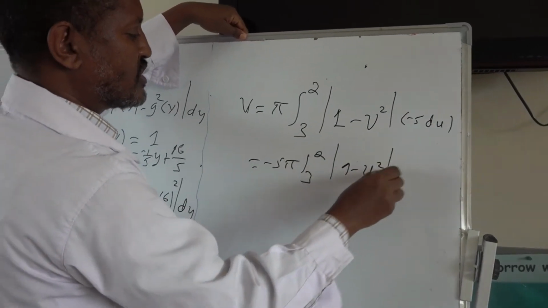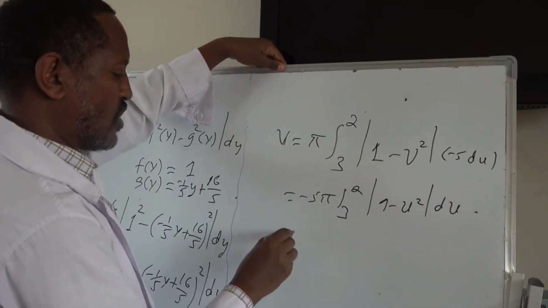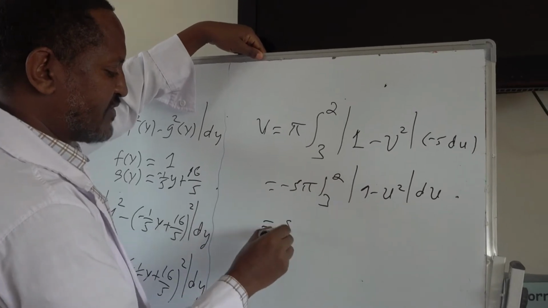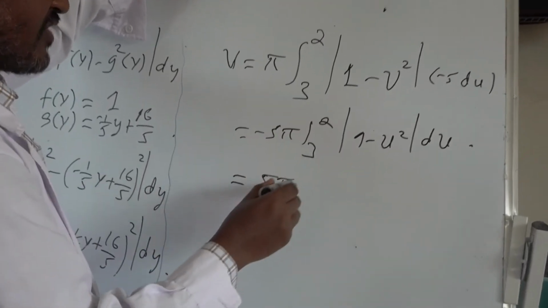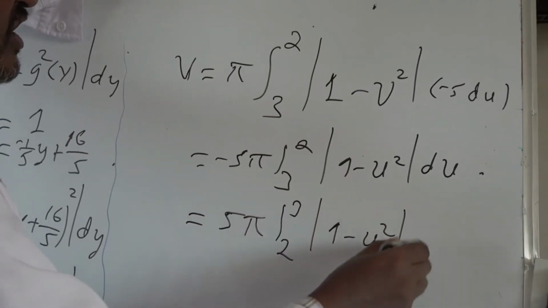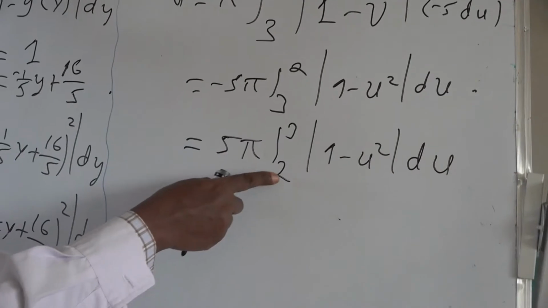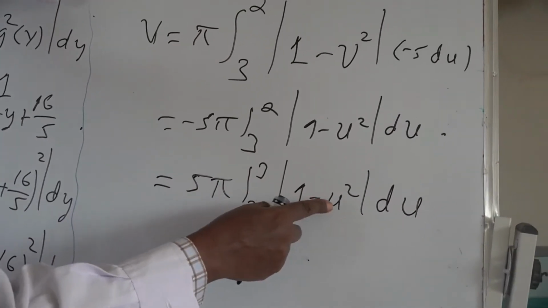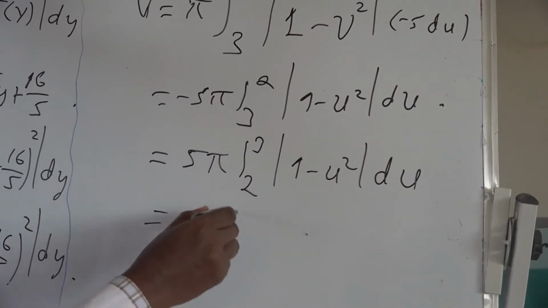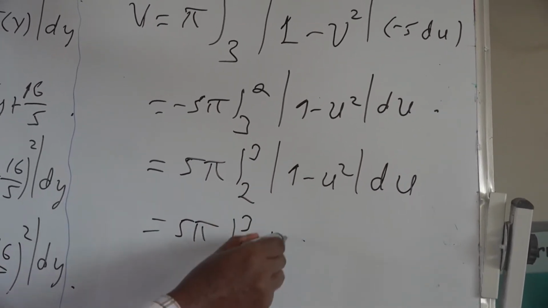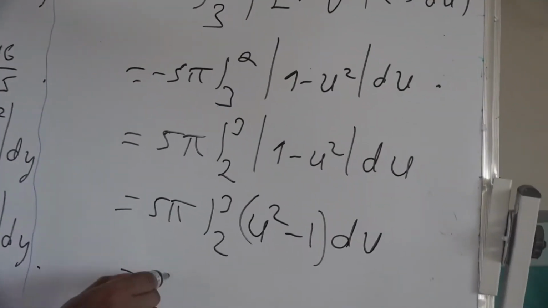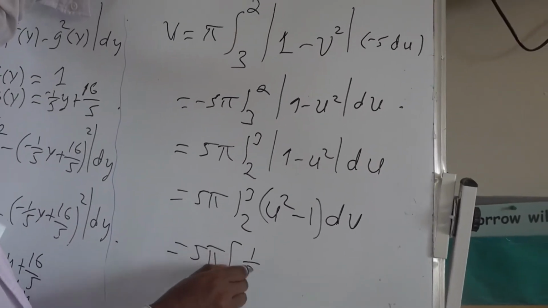of this one du. If you interchange the upper and lower limits of integration, we'll have negative 1, so you'll have 5 pi integral from 2 to 3 of the absolute value of this expression du. But in the interval 2, 3, u square is always greater than 1. So the absolute value of 1 minus u square will be u square minus 1 du.